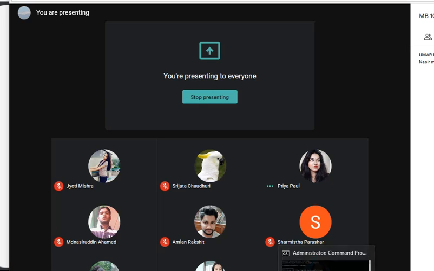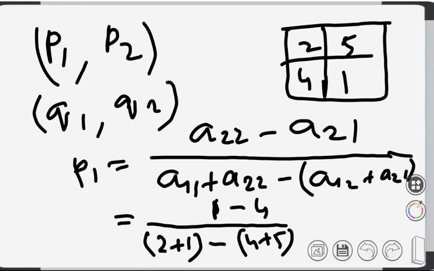So please calculate. A12 is 5, right? A12 is 5. Oh, you are saying I've written 4 plus 5. Yes, it should have been 5 plus 4. I have written 4 plus 4. Right. So please calculate. Calculate what is the value. Sir, 1/2. So P1 is 1/2.